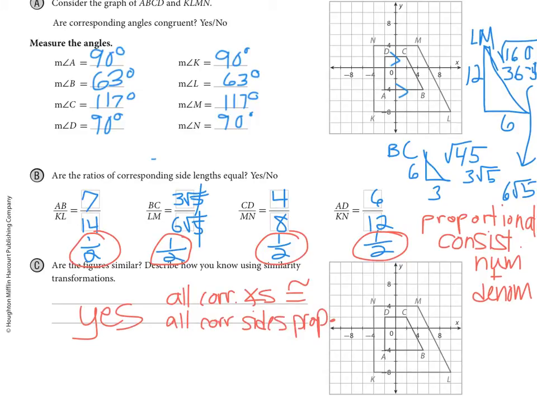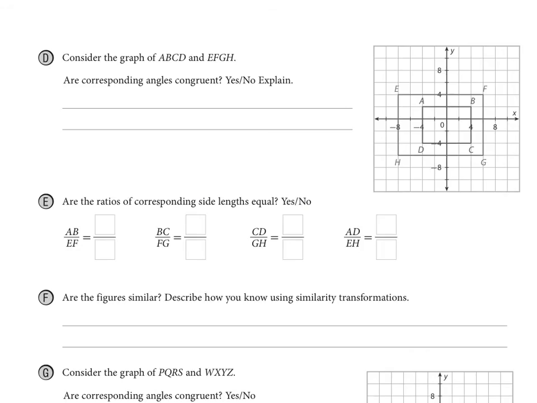Okay, so let's go on to the next page. On the next page we have another pair of figures that we're trying to figure out. Are these two figures similar or not? Now, they're both rectangles, so we can easily, I think, realize that all 8 angles are going to be equal to 90 degrees. So yes, all corresponding angles are congruent.